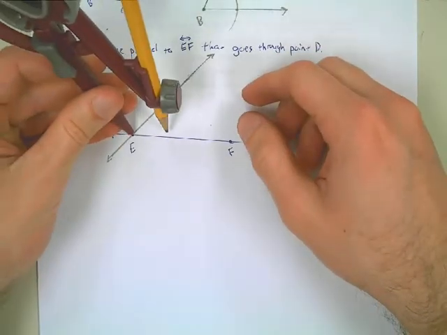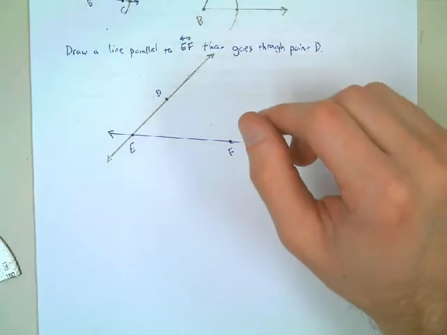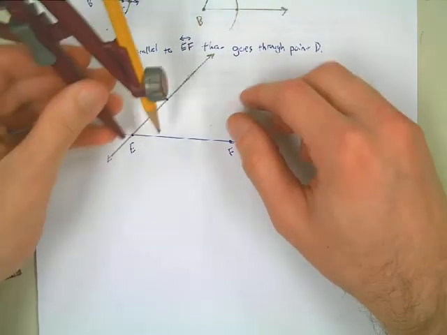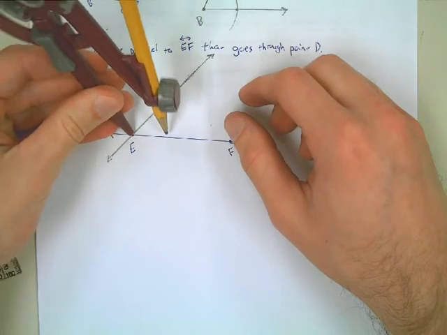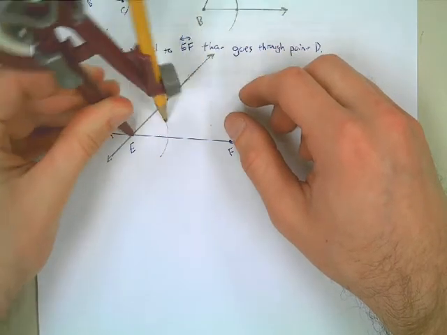We're going to copy this angle right here. Okay, hang on. Sorry. So you're going to take your compass point and put it on point E, which is the vertex of that angle. All right, and then draw an arc so that it hits both sides of that angle.